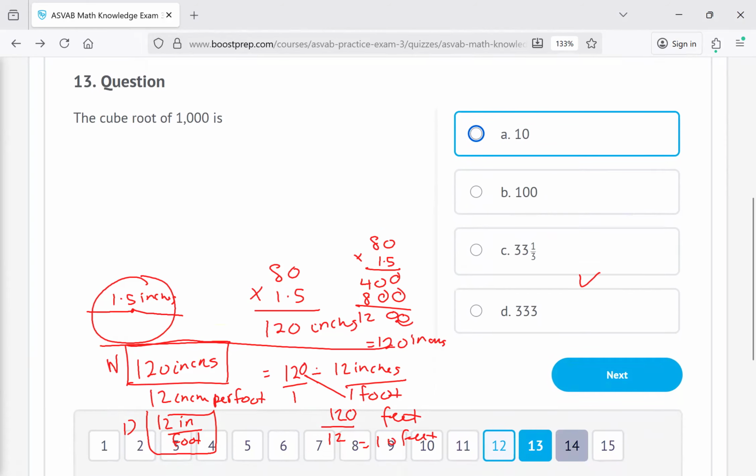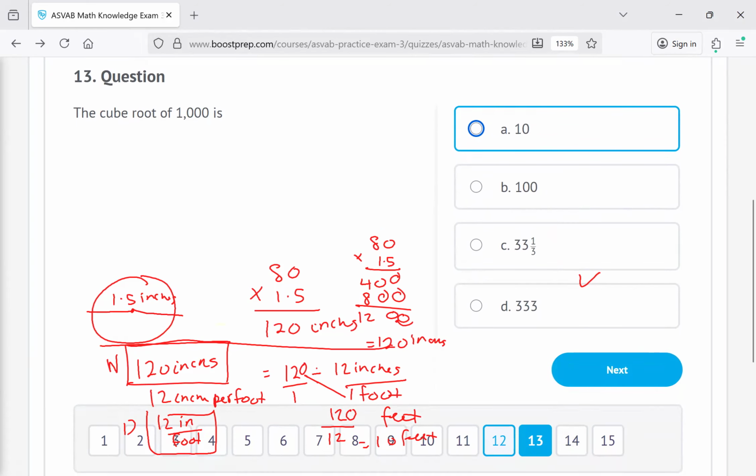Okay, and then we did the rest already, so I'm not going to do those ones. So that ends this practice exam.